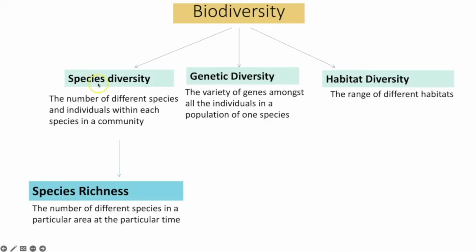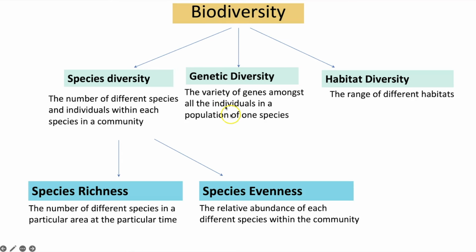Now, species diversity can be classified even further. You could be looking at species richness, which is the number of different species in a particular area at a particular time. And again, this would be great for flashcards. You've got four definitions there to put on your flashcards. The final key term here in terms of considering biodiversity linked to species diversity is the term species evenness. And this is the relative abundance of each different species within the community.